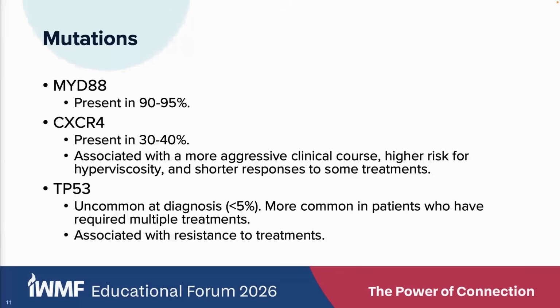And then the last mutation is called TP53. Fortunately, this is very uncommon in patients who are newly diagnosed with Waldenström, in less than 5% of patients. It does become a little bit more common as patients go through different treatments. This mutation also makes the lymphoma cells harder to treat. They become more resistant to treatments. That doesn't mean that treatments won't work, but the chances of them working might be lower and they might not work for as long.